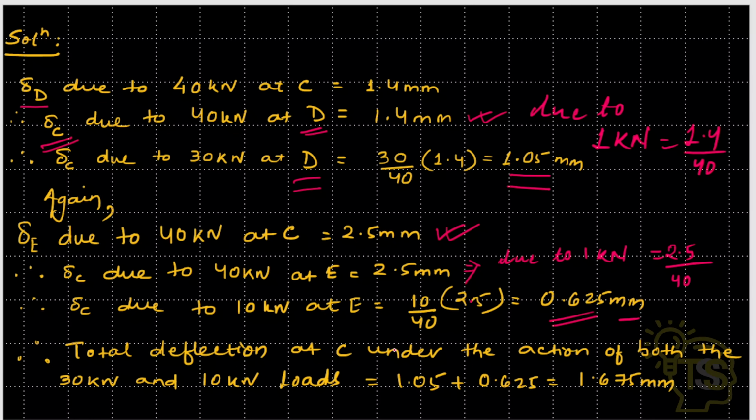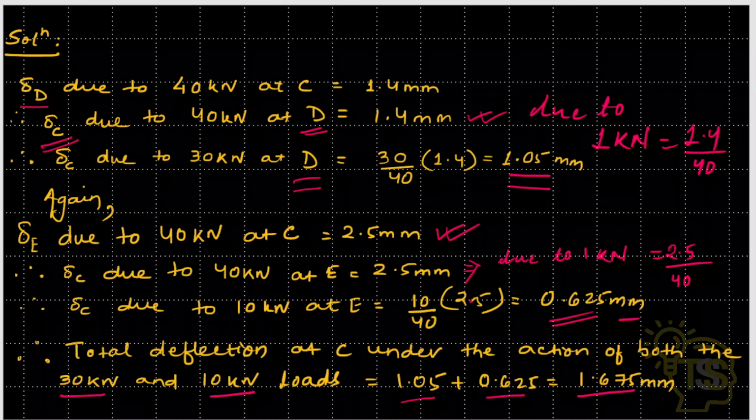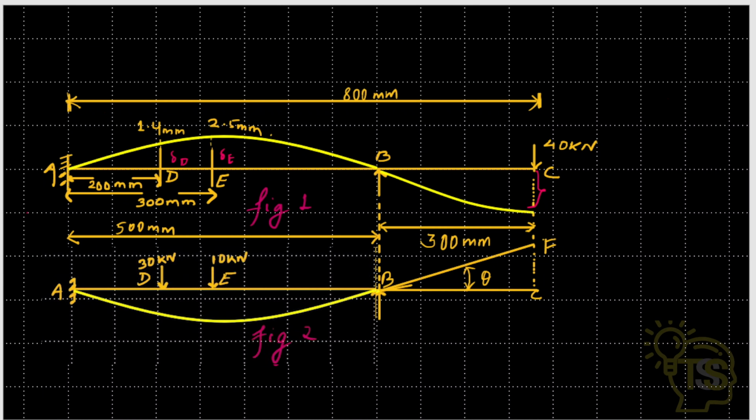So the total deflection at C under the action of both loads, that is the 30 kN and 10 kN loads, will be equal to 1.05 mm plus 0.625 mm, which is equal to 1.675 mm. It is the total deflection at C due to the 30 kN load at D and the 10 kN load at E.